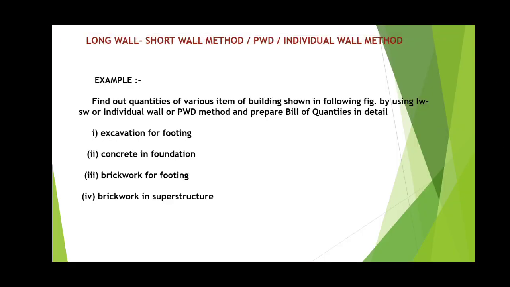This is an example in which it is given to find the quantities of various items of the building shown in the following figure by using the long wall, short wall, or individual wall or PWD method, and prepare the bill of quantities, that is the measurement sheet, in detail. The first item to be calculated is excavation for footing. The second item is concrete in foundation. The third item is brickwork for footing, and the fourth is brickwork in superstructure.